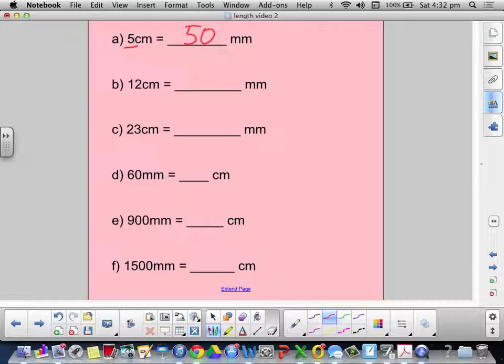Hopefully you've paused me and you've had a go at B and C. If you didn't do that, pause me now and do it, please. Here are the answers. 12 centimetres, we multiply that by 10. 12 times 10 is 120. So there are 120 millimetres in 12 centimetres. And C, 23 centimetres times by 10 will give us 230 millimetres.